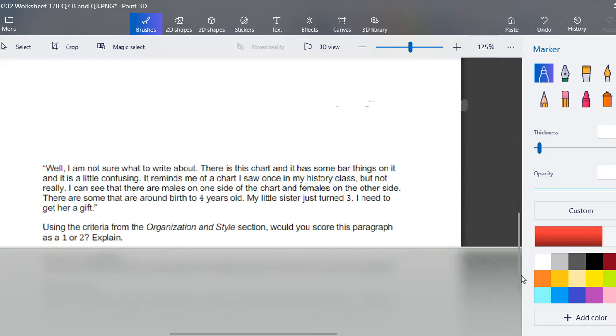You need to use the criteria from the organization and style section of the rubric. And would you score this as a 1 or 2? The 1 is paragraph rambles, does not address topic. 2, there is an introduction, a body, a conclusion, oh wait, the introduction, body, and the conclusion are not easily discernible, or a paragraph is significantly too short or too long. So without changing screens, this is definitely a 1 because the paragraph does not really address the topic.